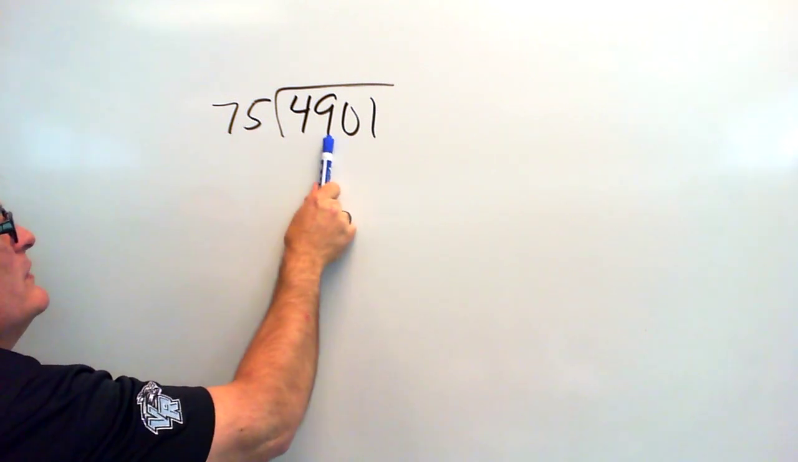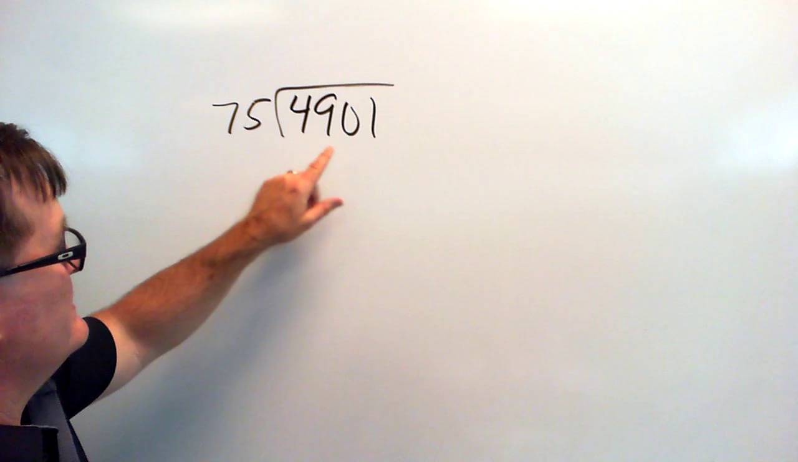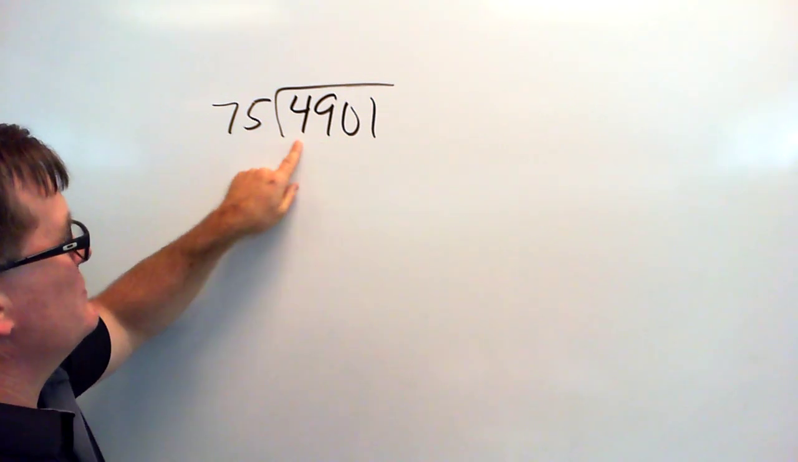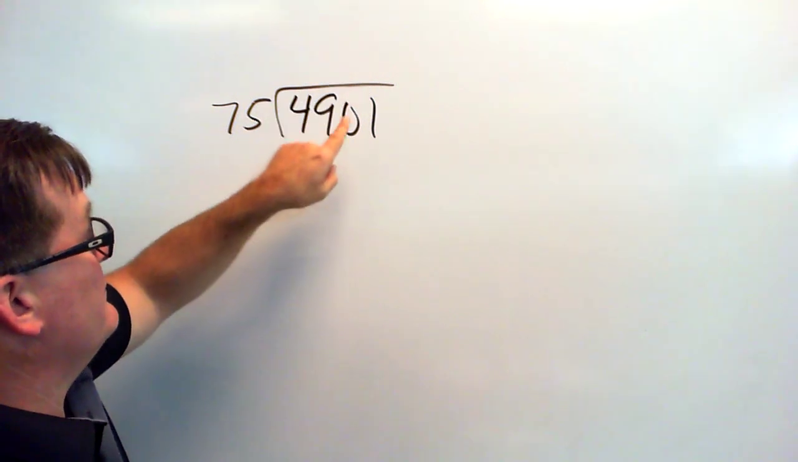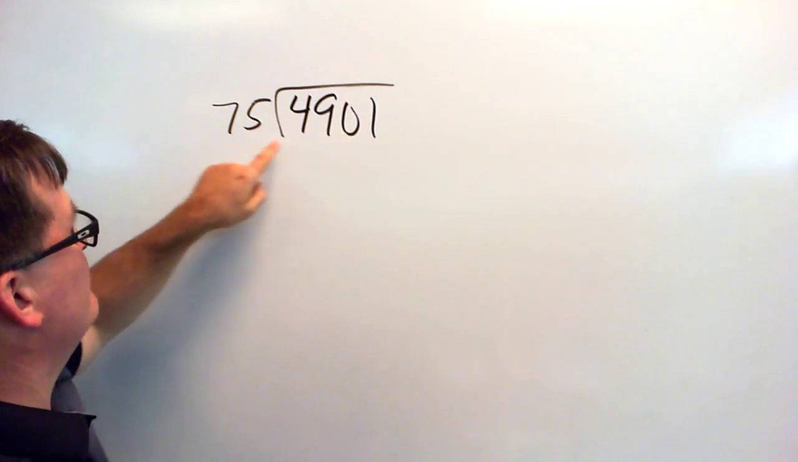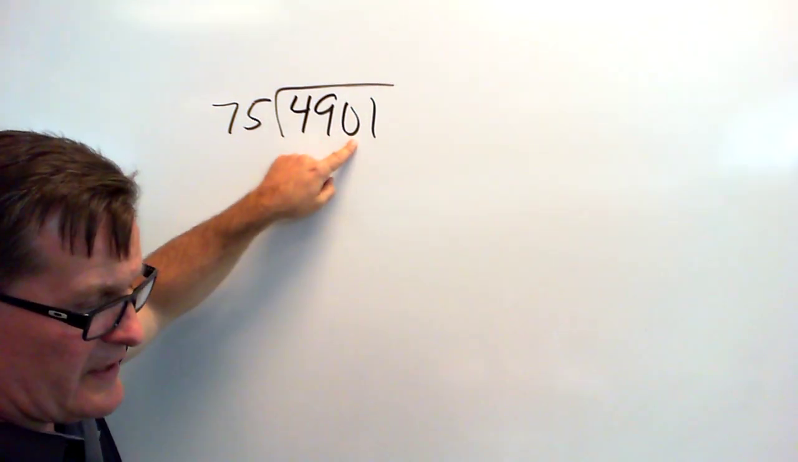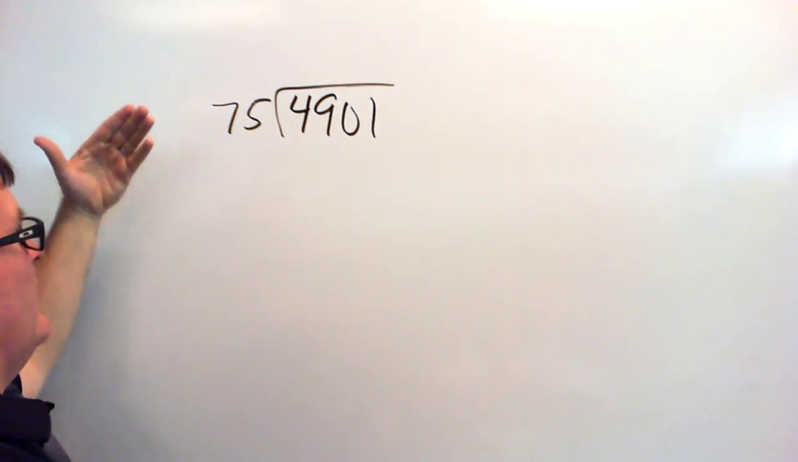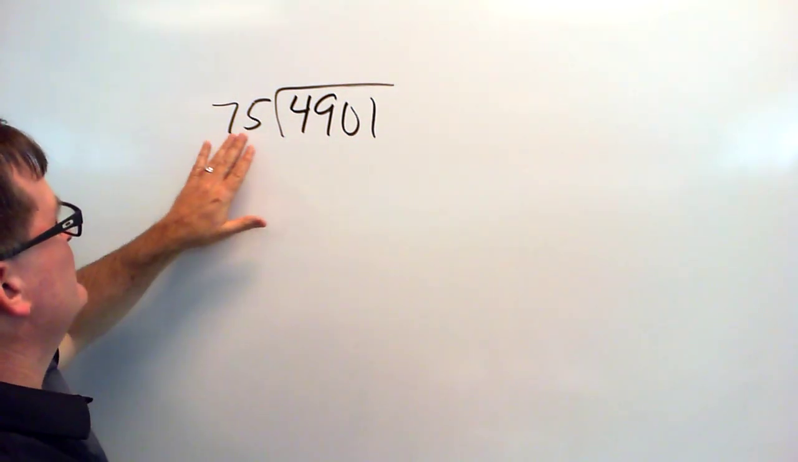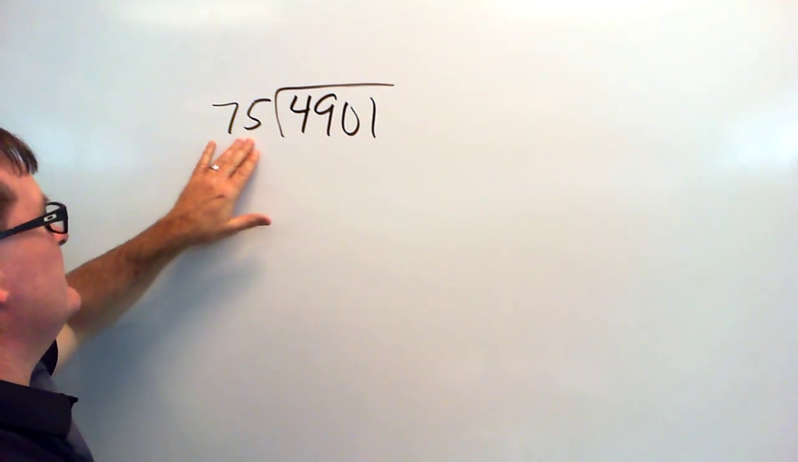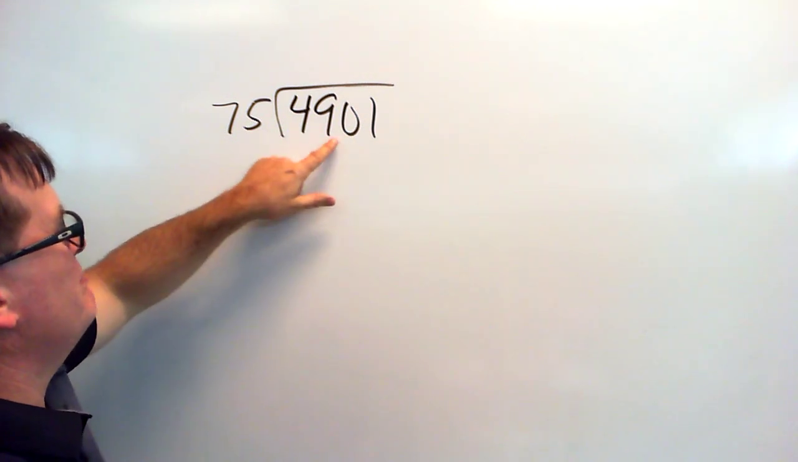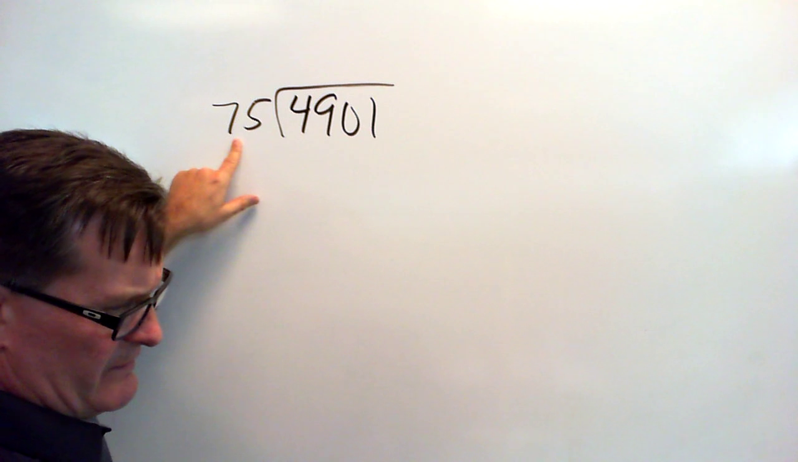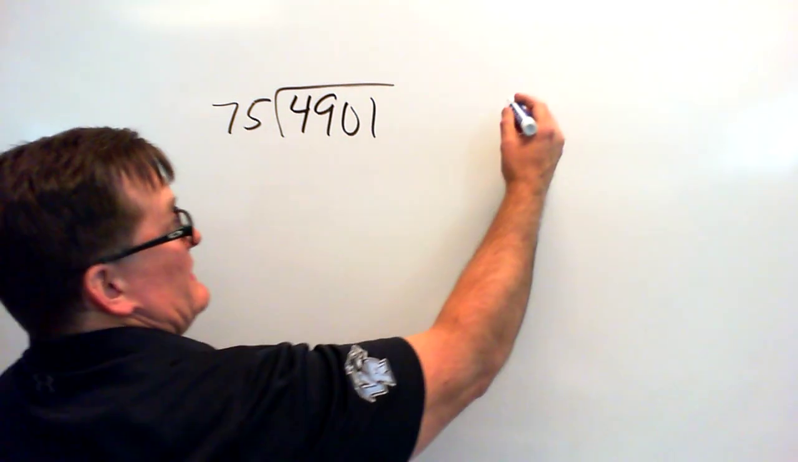75 goes into 49, and we encountered this in the prior lesson. That doesn't work, so we've got to go to the third digit. 75, the digit in our tens column, but third from the left. Will 75 go into 490? And yes, it will. So now we've got to guess a little bit. 75 is close to 80. 400 would be around 5, but this is bigger than 400, so let's try 75 times 6. And that's a guess.